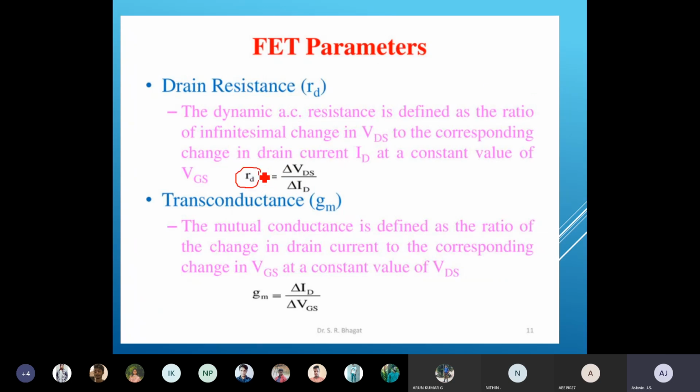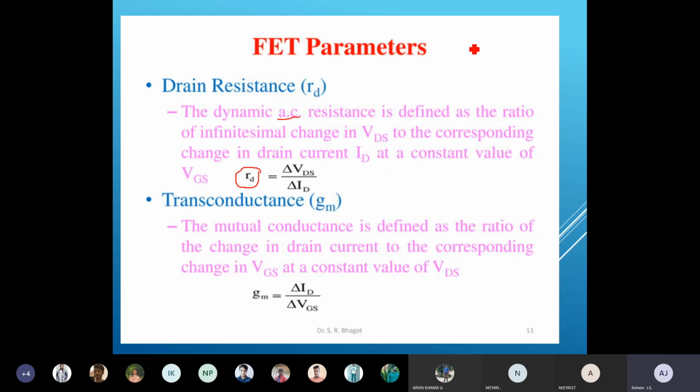It's the AC. So RD is equal to AC means I am taking two variables, so it's not a static one, it's a dynamic one. So the AC is nothing but dynamic, it will keep on changing. Static means it's a DC, so here they are representing in terms of AC. But in transistor characteristics, we used to find the static resistance and dynamic resistance.